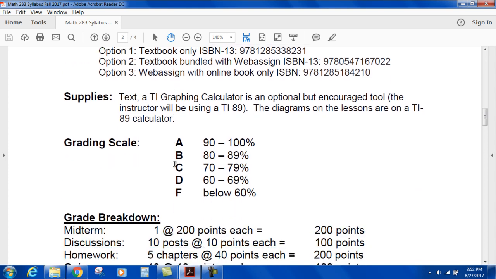Supplies: a text, a TI graphing calculator. Encouraged. It's optional but encouraged. So diagrams on TI-89, I may show some with that, but I might start using Desmos more for showing some examples.